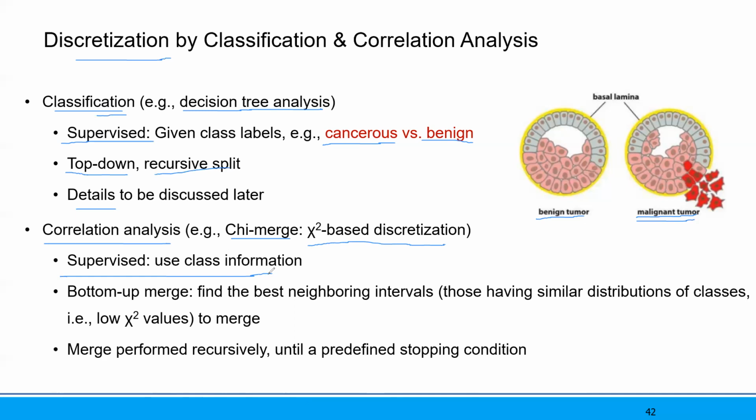Before we use the supervised chi-square, we need to determine the class. So at the time we determine the class, what is the class of the iris? We determine which is the setosa, which is the virginica, which is the versicolor. After we have this class, we can measure the chi-square. We call this the bottom up merge. So we can find the best neighboring intervals. If they are very similar, then we can merge. Merge is performed recursively until a predefined stopping condition.